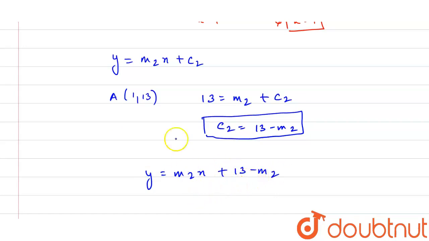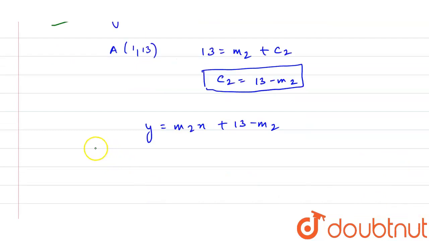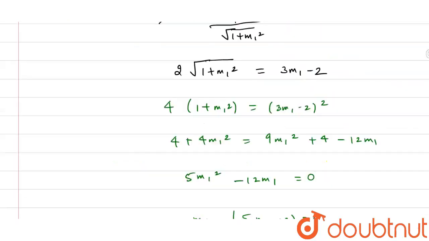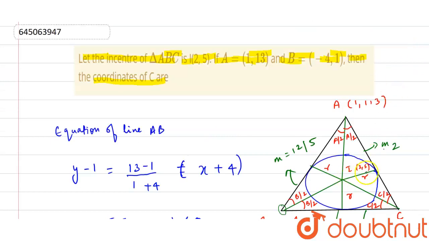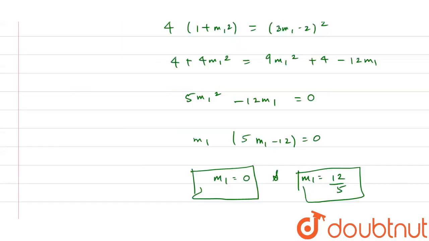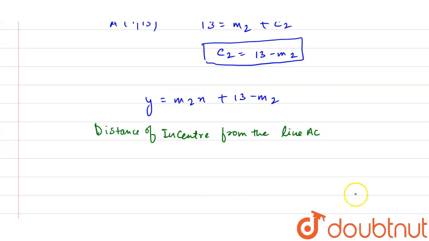Now this is for the line AC. If we find the distance of the incenter from the line AC, this is also equal to r. So this distance is also equal to r. So we can say that using the distance formula, the value of r is 4.